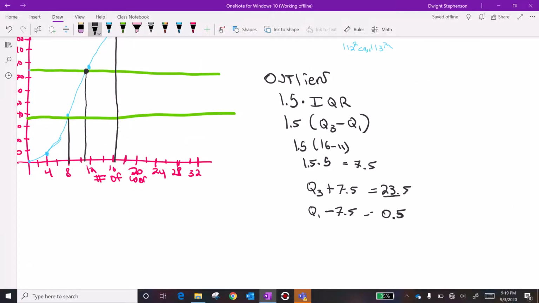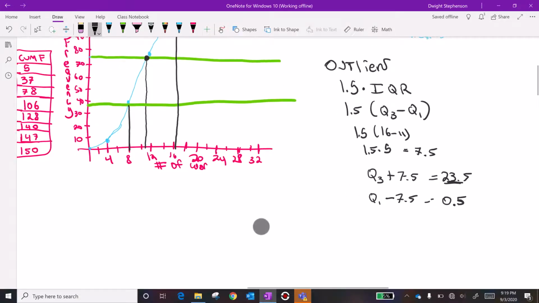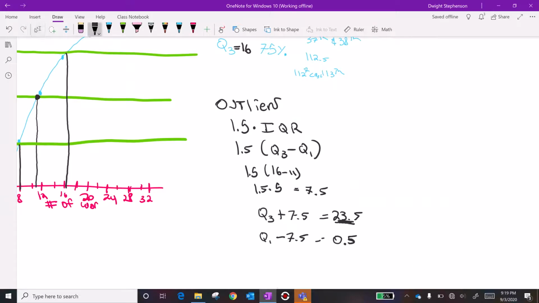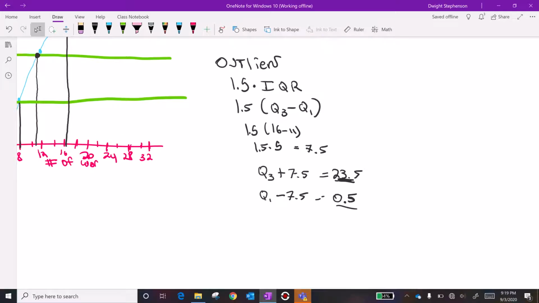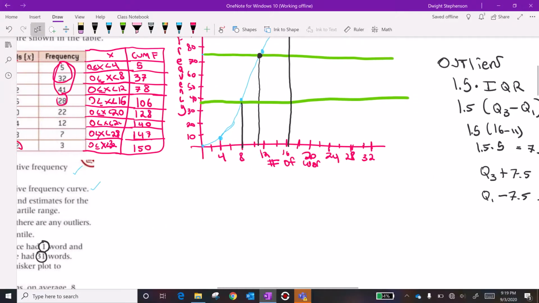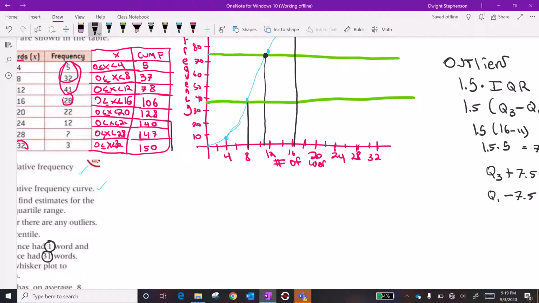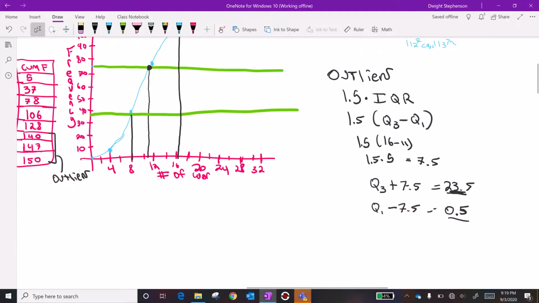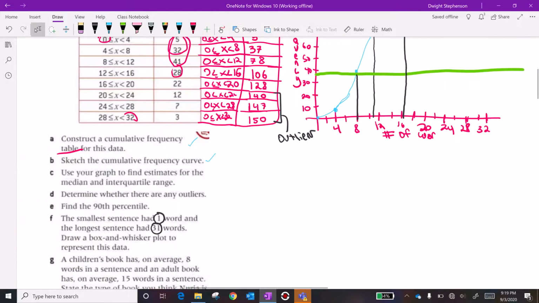So what this says is anything bigger than 28 is an outlier. Anything less than negative 4 is an outlier as well, right? Because we do have some numbers that are bigger than 28, like all these, we're going to consider all of these outliers. Now that doesn't mean we get to ignore them. That just means that they're out there and they are kind of beyond what we would expect. So they were really long sentences for whatever reason.